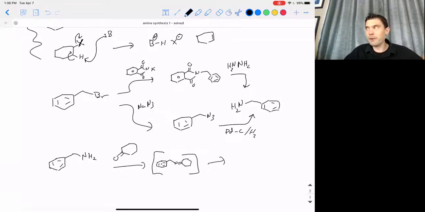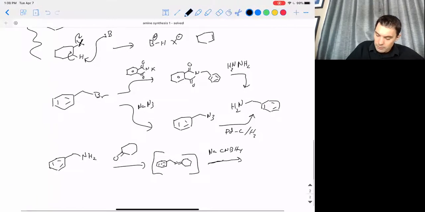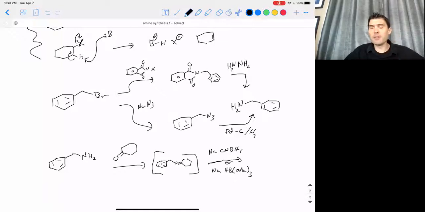Now, a number of reagents are powerful enough to reduce the carbon-nitrogen double bond, but one that we really like in the lab is sodium cyanoborohydride, or sometimes we use sodium triacetoxyborohydride. Either of these are very common reagents for reductive amination.